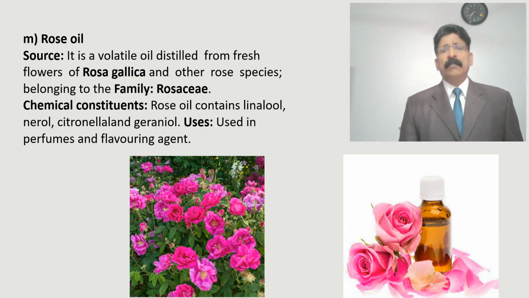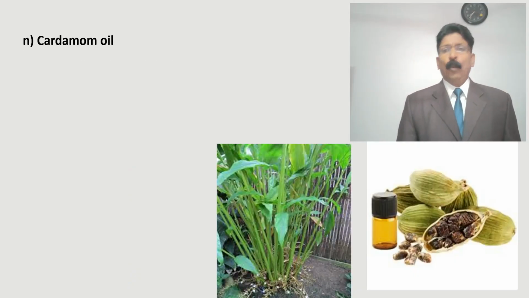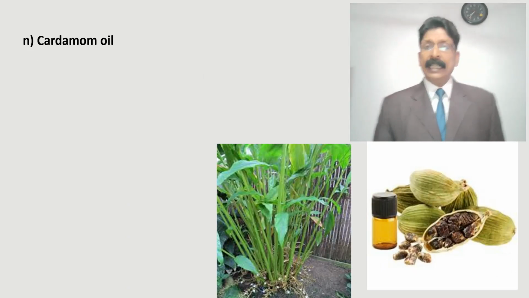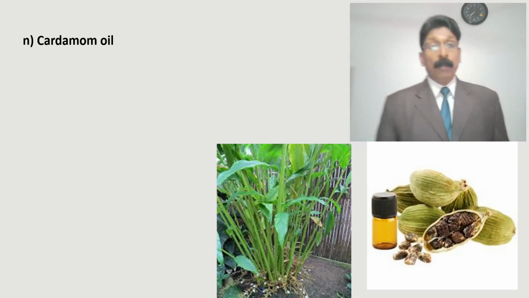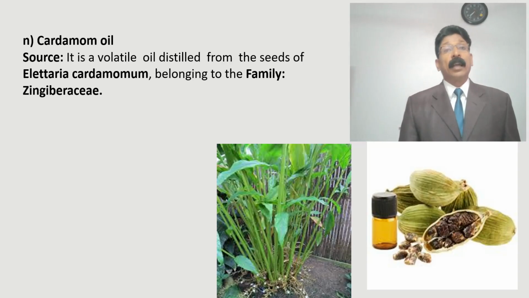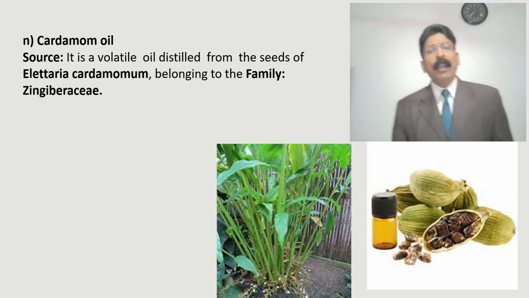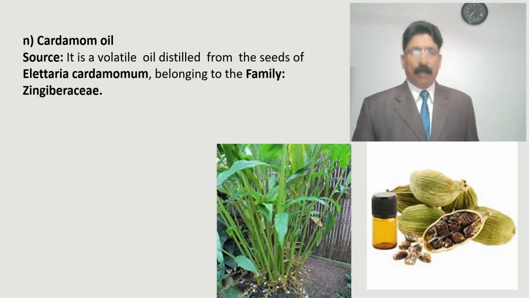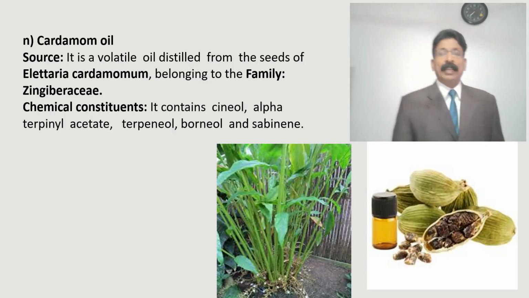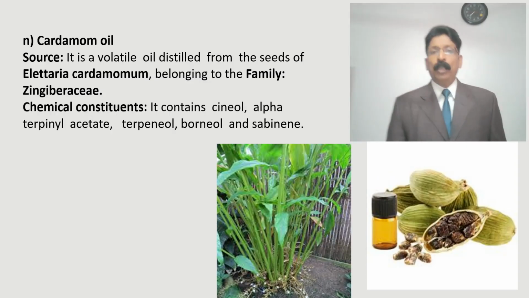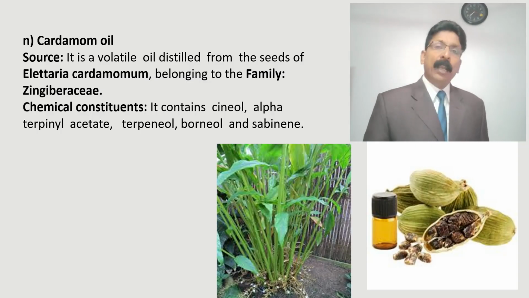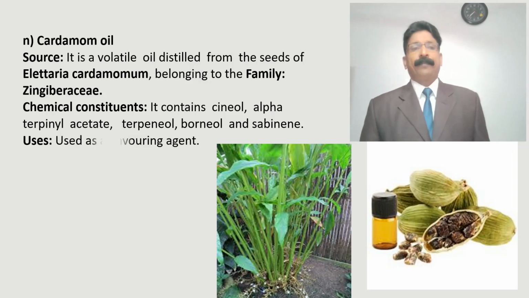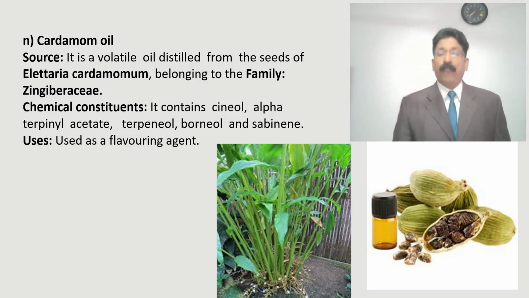Uses: it is used in the perfumery industry, as perfumes and as flavoring agents in various formulations. When we come to cardamom oil, we know the plant cardamom is very much cultivated in Idukki district and other hilly areas. It needs more care, but it gives more price for the cultivator. Source: volatile oil distilled from the seeds of Elettaria cardamomum, belonging to the family Zingiberaceae. Chemical constituents: cineol, alpha terpinyl acetate, terpineol, borneol and sabinene. Uses: used as a flavoring agent.